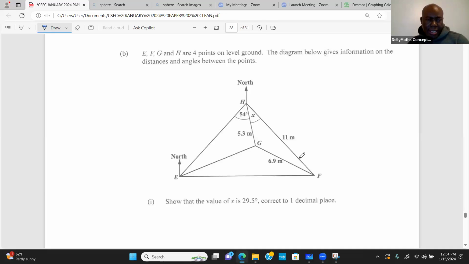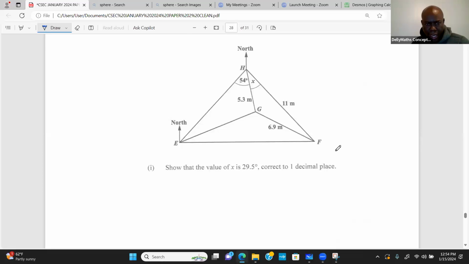All right, let's see what this one is. It says EFGH are 4 points. We're seeing 1, 2, 3, 4 points. The diagram below gives information on the distances and the angles between points. All right, so we're seeing that. Show that the value of x is equal to 29.5, correct to one decimal place. The value of x. Okay. Show that the value of x. All right.